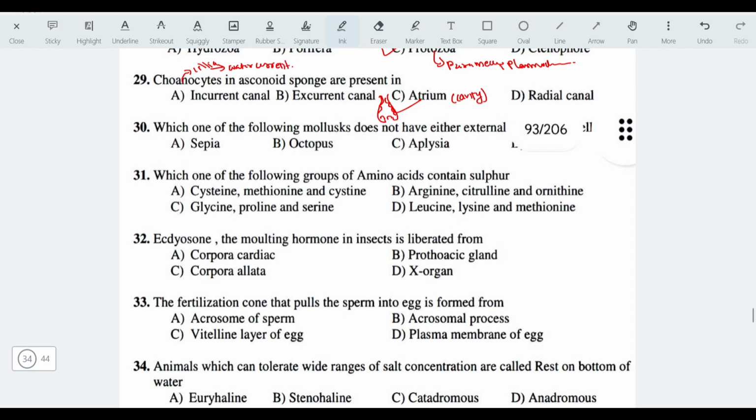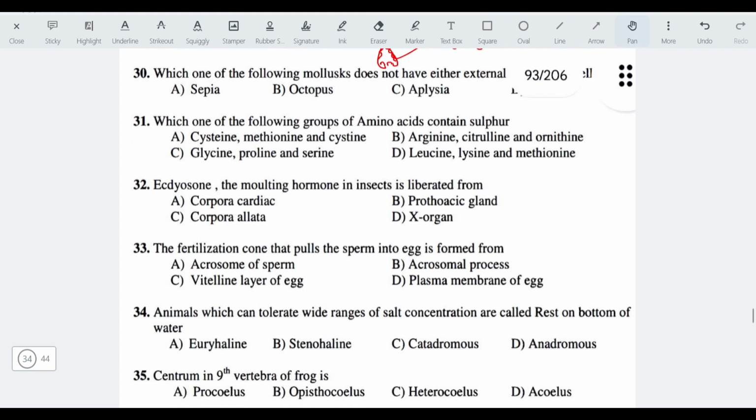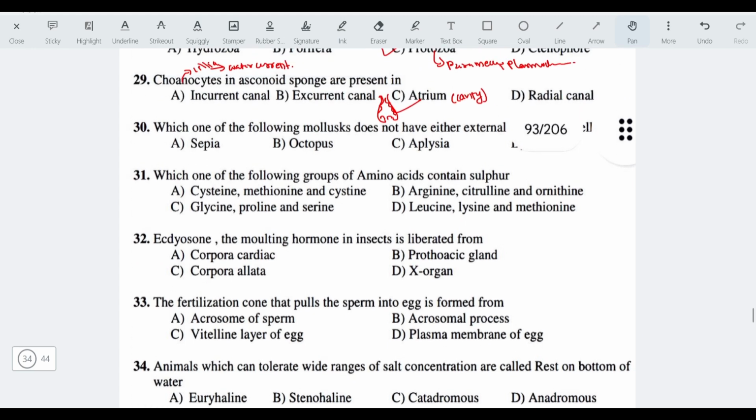Which of the following mollusks does not have either external or internal shell? The correct answer is Aplysia. Aplysia lacks both external and internal shell, right? These mollusks do not have an external or internal shell. Next question. Which one of the following groups of amino acids contains sulfur? Again a repeated question. The answer is cysteine and methionine, right? These are amino acids which contain sulfur.